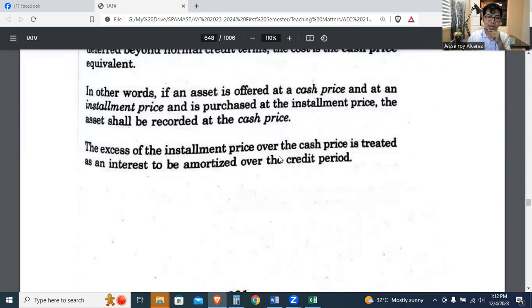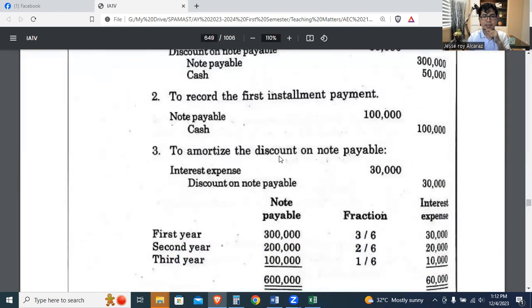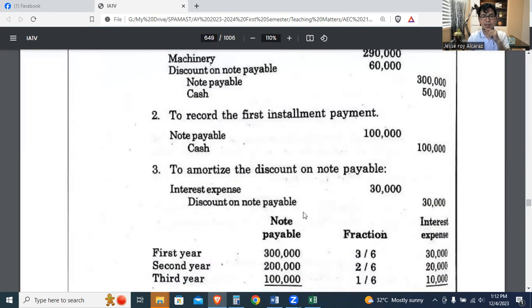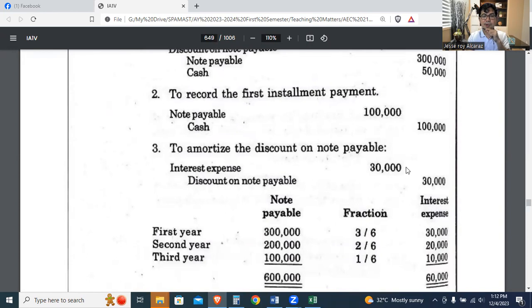If we bought it in cash, it's only 290. But because it was bought on credit, we will pay 350. So what is the difference? That's actually the interest. So debit interest expense, credit discount on note payable. So we gradually amortize the discount.